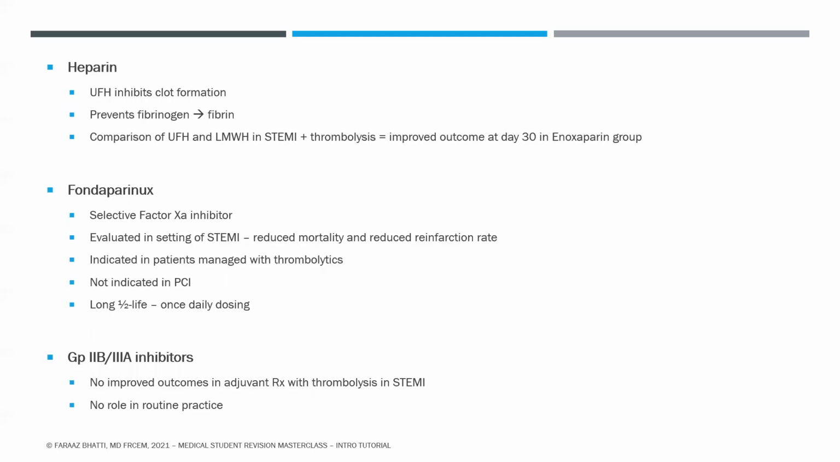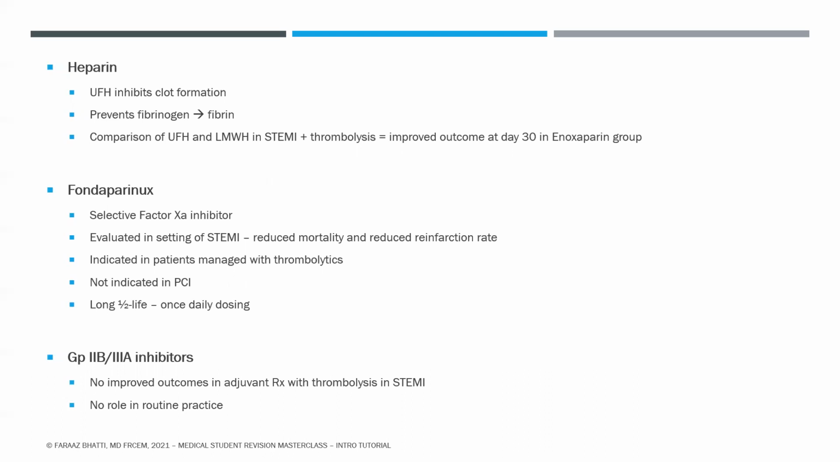Heparin is also administered. Unfractionated heparin inhibits clot formation. It prevents fibrinogen converting to fibrin. And a comparison of unfractionated heparin and low molecular weight heparin in STEMI patients who received thrombolysis found that there was an improved outcome at day 30 in the enoxaparin or low molecular weight heparin group.